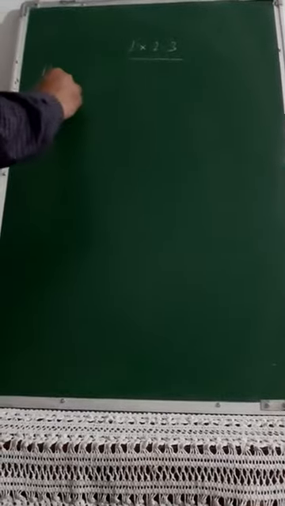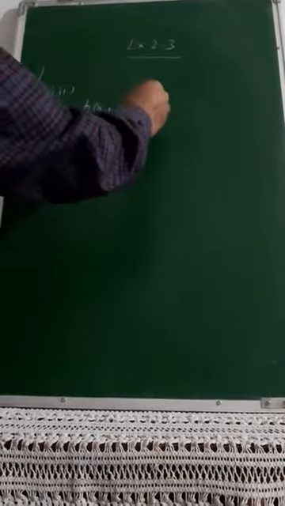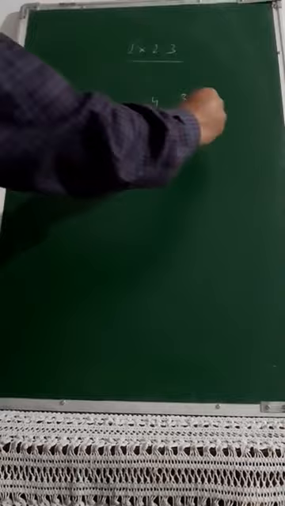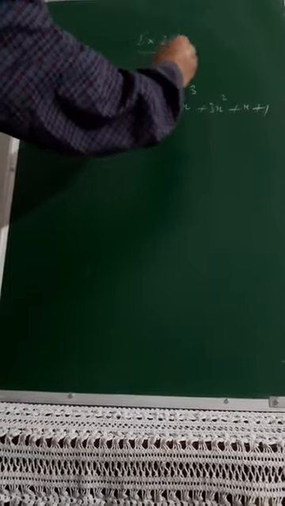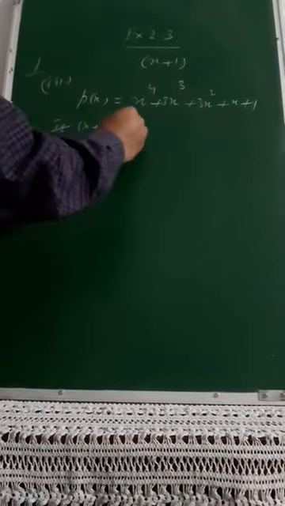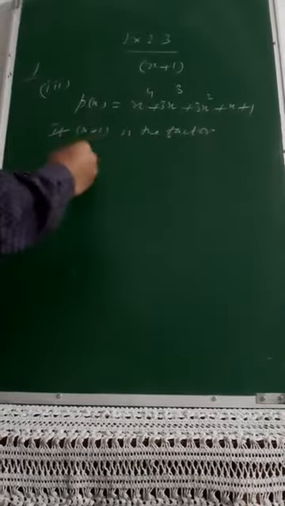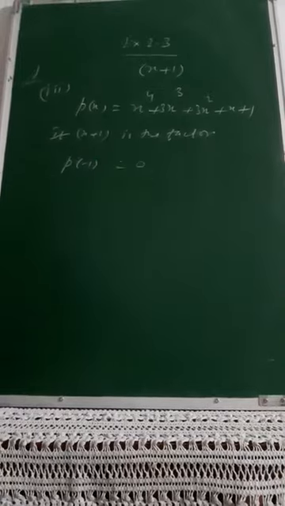3 or 4. So third part, you need to check the polynomial given to you, that is x raised to the power 4 plus 3x cube plus 3x square plus x plus 1. This is the polynomial given to you, and the question is check whether x plus 1 is a factor or not. So if x plus 1 is the factor, then I told you it is divided by x plus a, means p of minus 1 should be equal to 0.